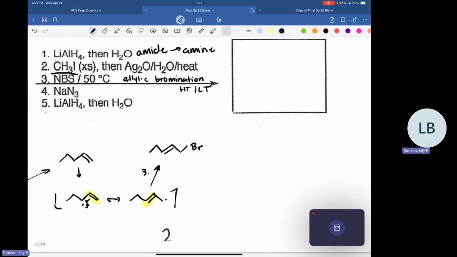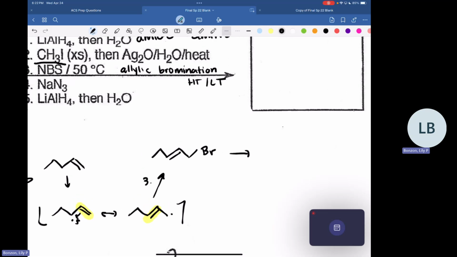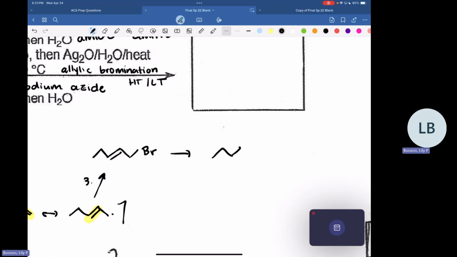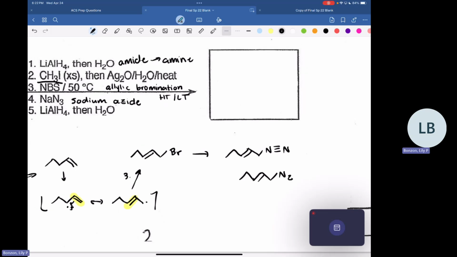All right, and then we have NaN3. This is kind of the end of the chapter 19 stuff that you'll learn. This is sodium azide. You don't really need to know the name, but in case you want to. This is just going to replace the bromine and attach the azide. It's going to have the nitrogen on the end here like that. You don't have to write it like that; you could just write it as N3 as well. That's going to be step 4.